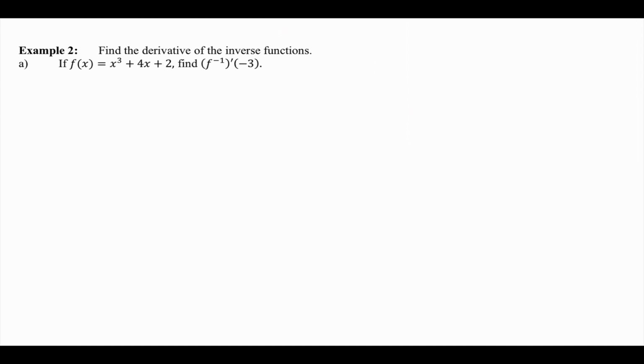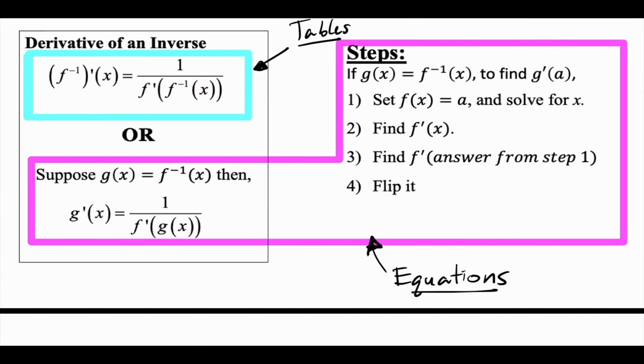We got to do 2 different things. So let's use our steps. Steps say, if you're trying to find that guy there, set f of x equal to a and solve for x. What is a in our case? For our problem, what is a? -3. So we're going to set f of x equal to -3. x cubed plus 4x plus 2 equals -3.